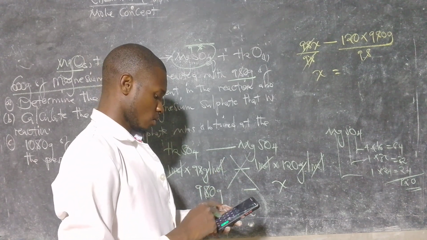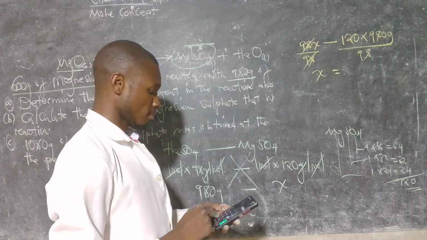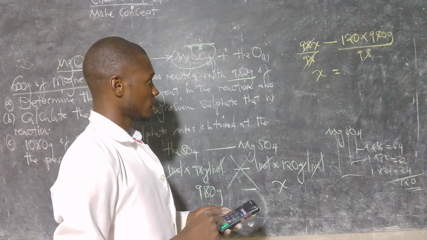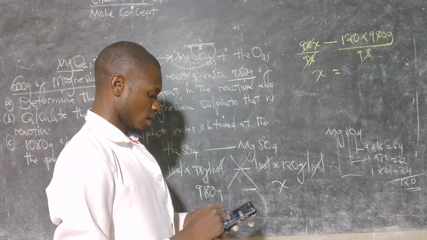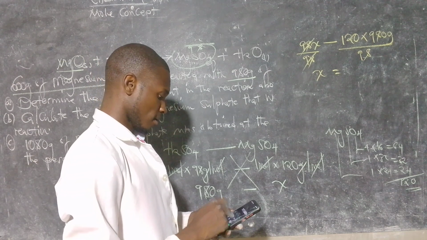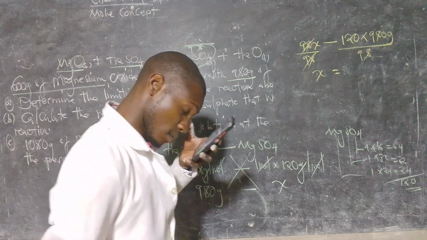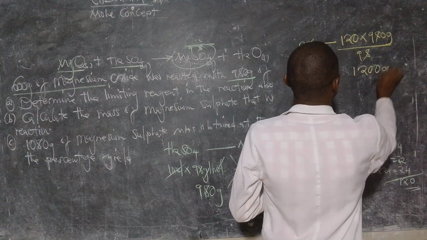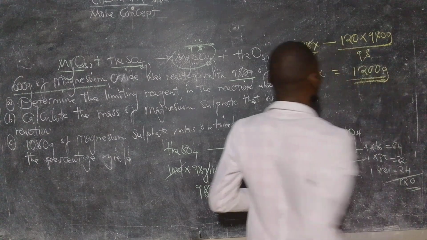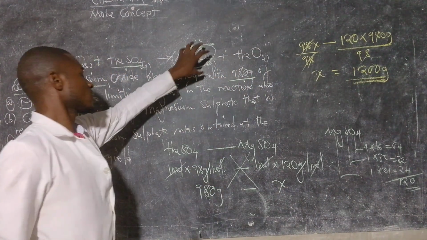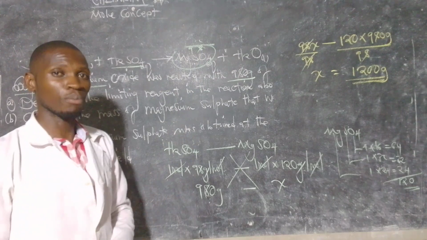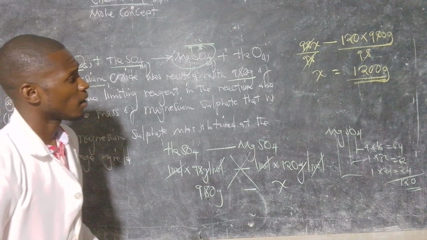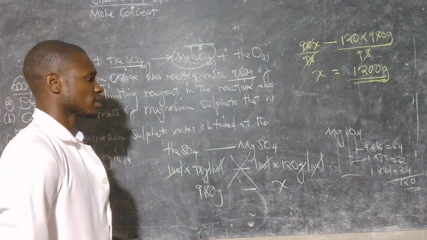So we're saying 120, you multiply by 980. After that, we divide by 98. So I'm getting 1,200 grams. So 1,200 grams was the mass of magnesium sulfate which was obtained at the end of the reaction. Alright, so that is how we answer a mass to mass calculation.